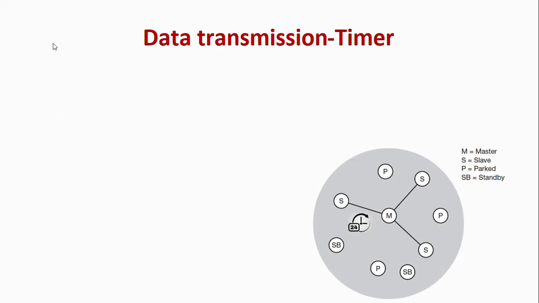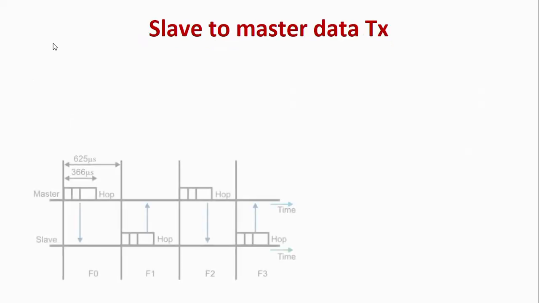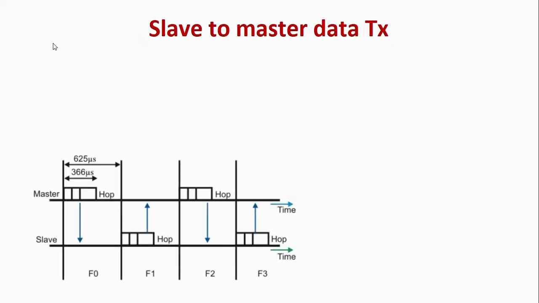As shown in the figure, the data transmission timer: all slaves in the piconet have an internal timer synchronized to the master device timer, and the state of this timer determines the transmission hop frequency of the master and that of the response of the designated slave. Here, the data exchange takes place with every clock tick. The clock synchronization is with respect to the master.